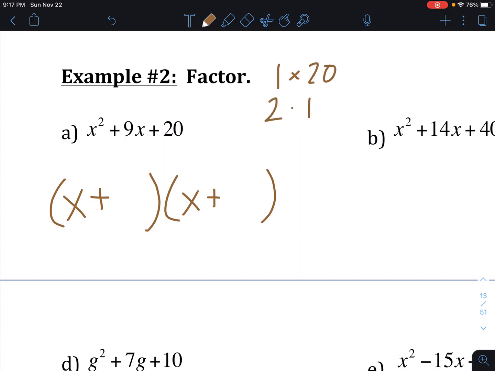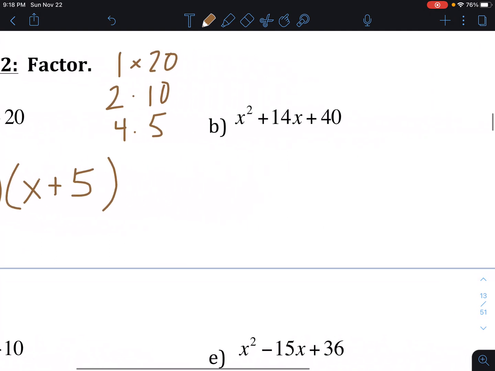2 times 10. That does not add up to 9. That adds up to 12. 3, 4, and 5. Well, those add up to 9. So that's my pair I want. 4 and 5. See, remember, this is dividing into smaller parts. And if you were to double check your work, you can FOIL your 2 parentheses and combine like terms. And if it turns back into your original problem, then that means you did it correctly.